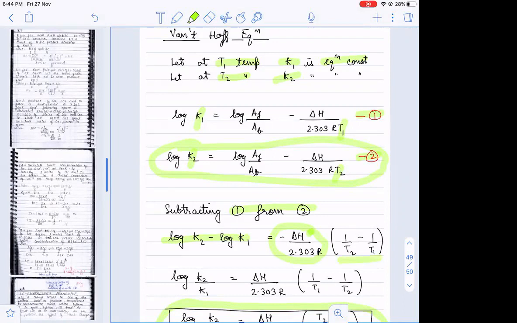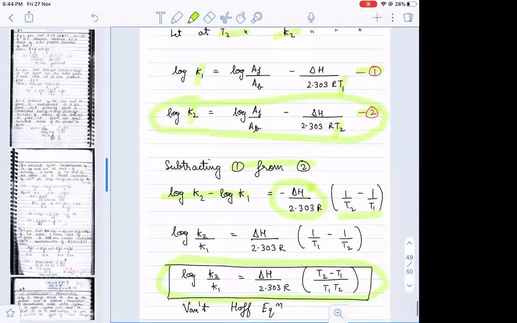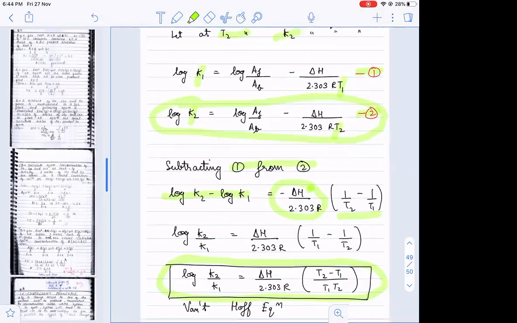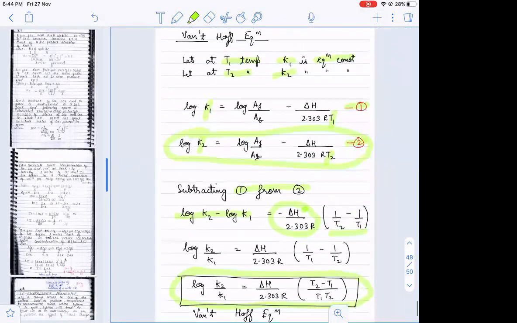I think this is the final derivation of the equation. Just copy this. Then we'll do some questions. Please copy the derivation of Van Hoff equation.